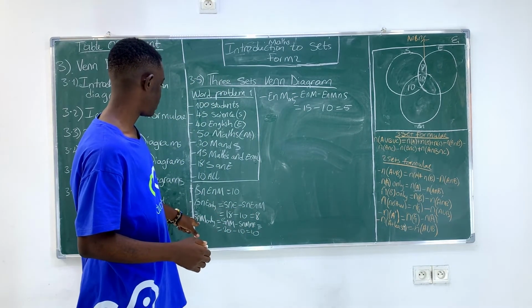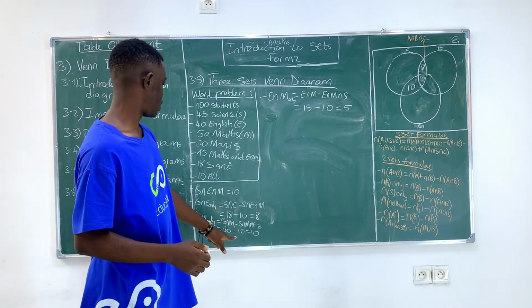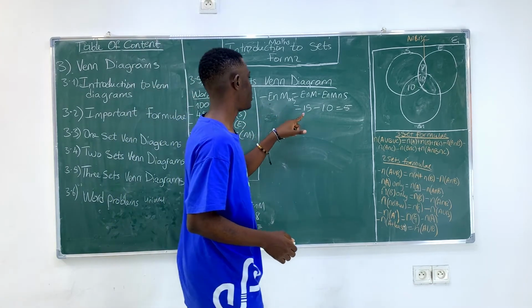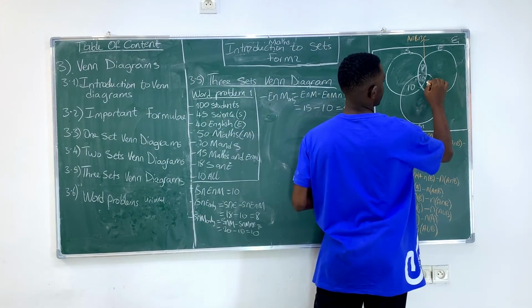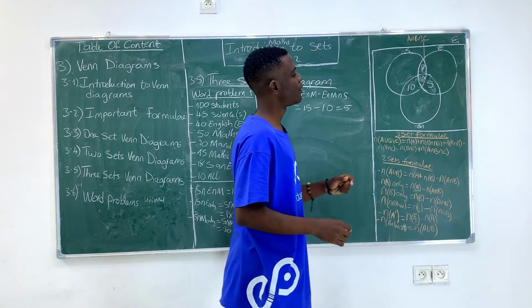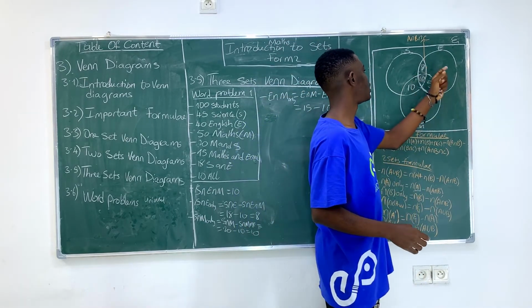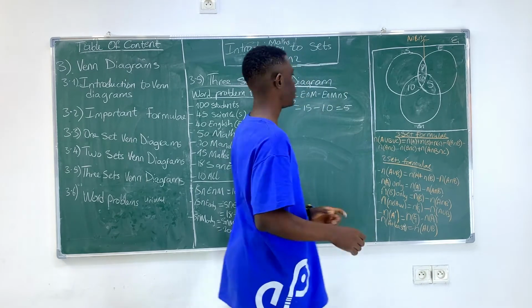Now S intersection M is 10. We have E intersection N is 5. E intersection M is 5. So now that we have all the intersections, we can find the onlys. So now what is S only?